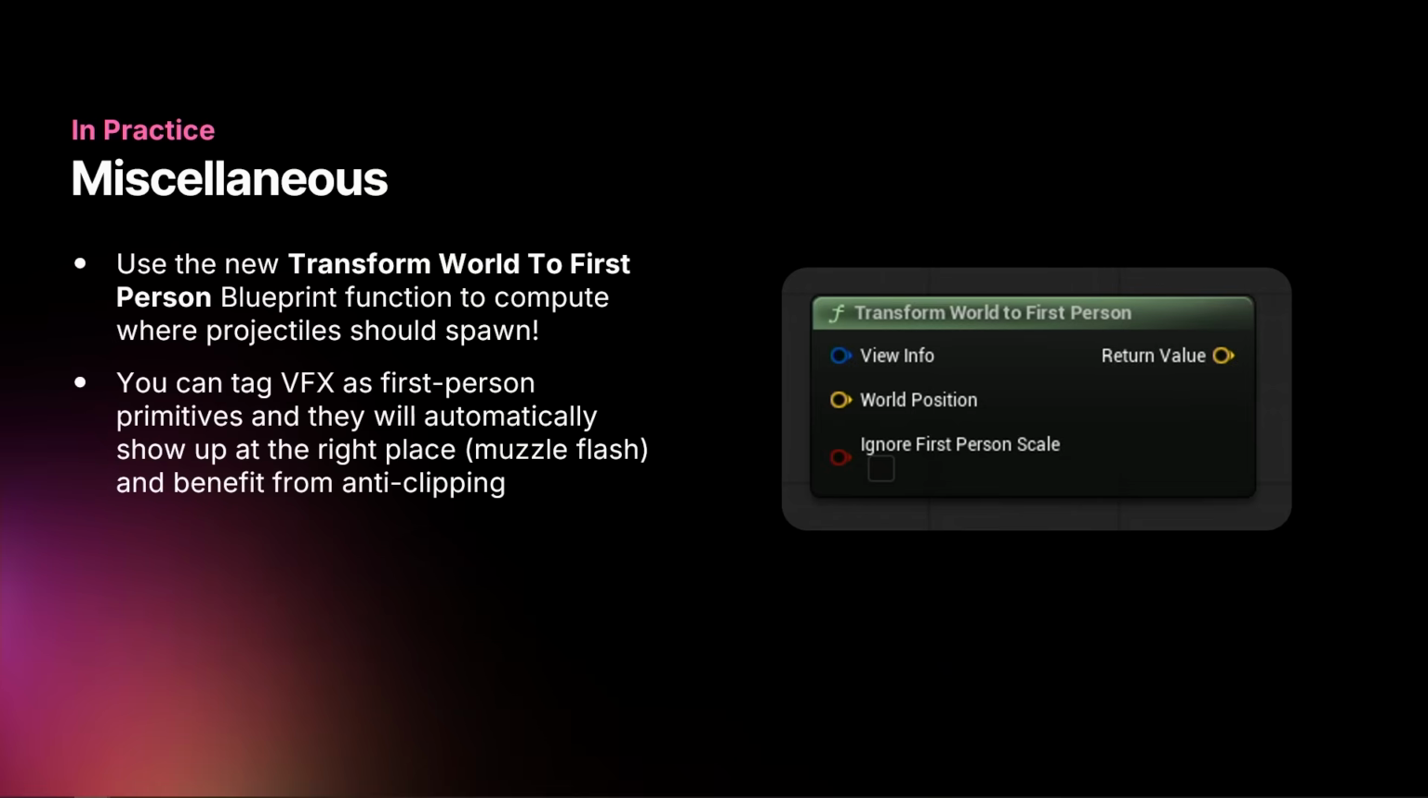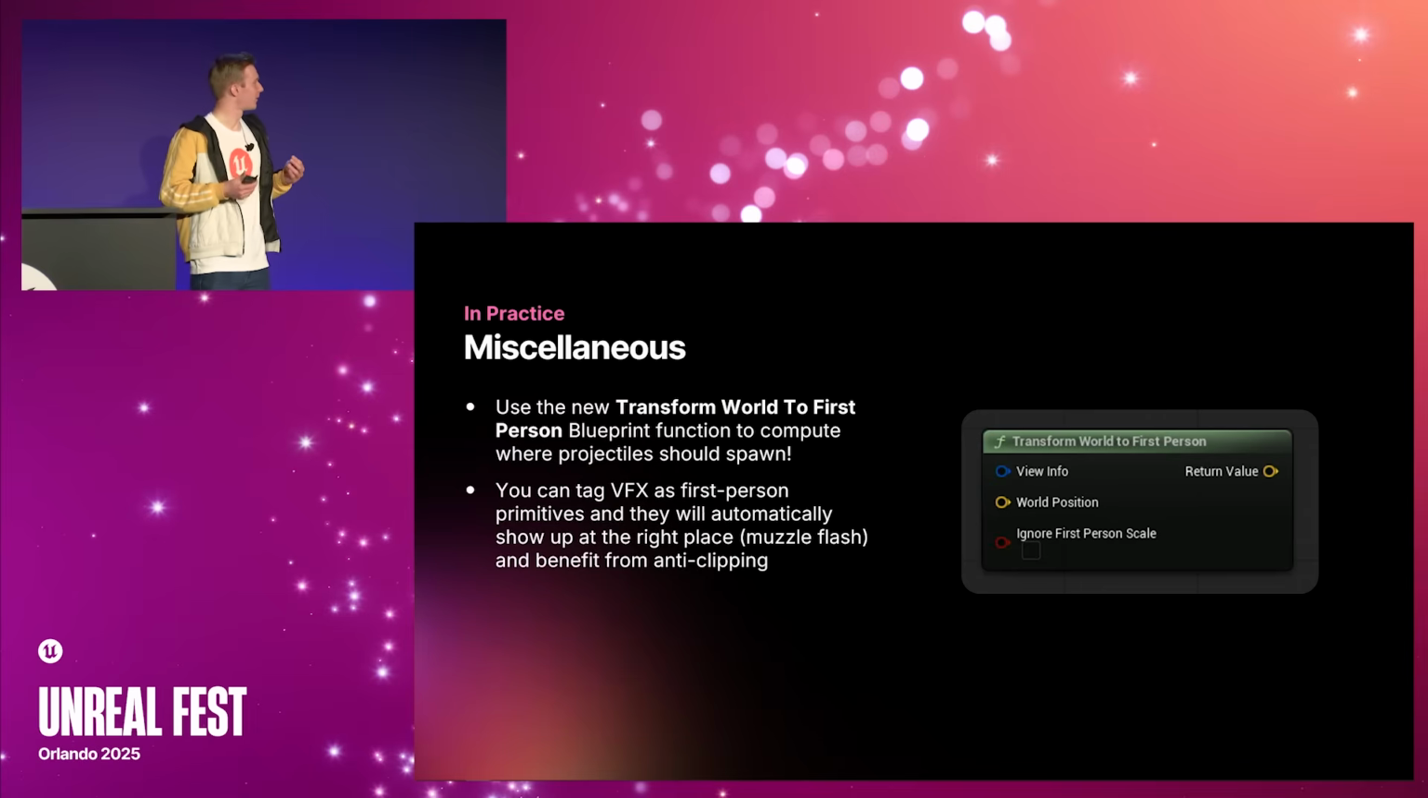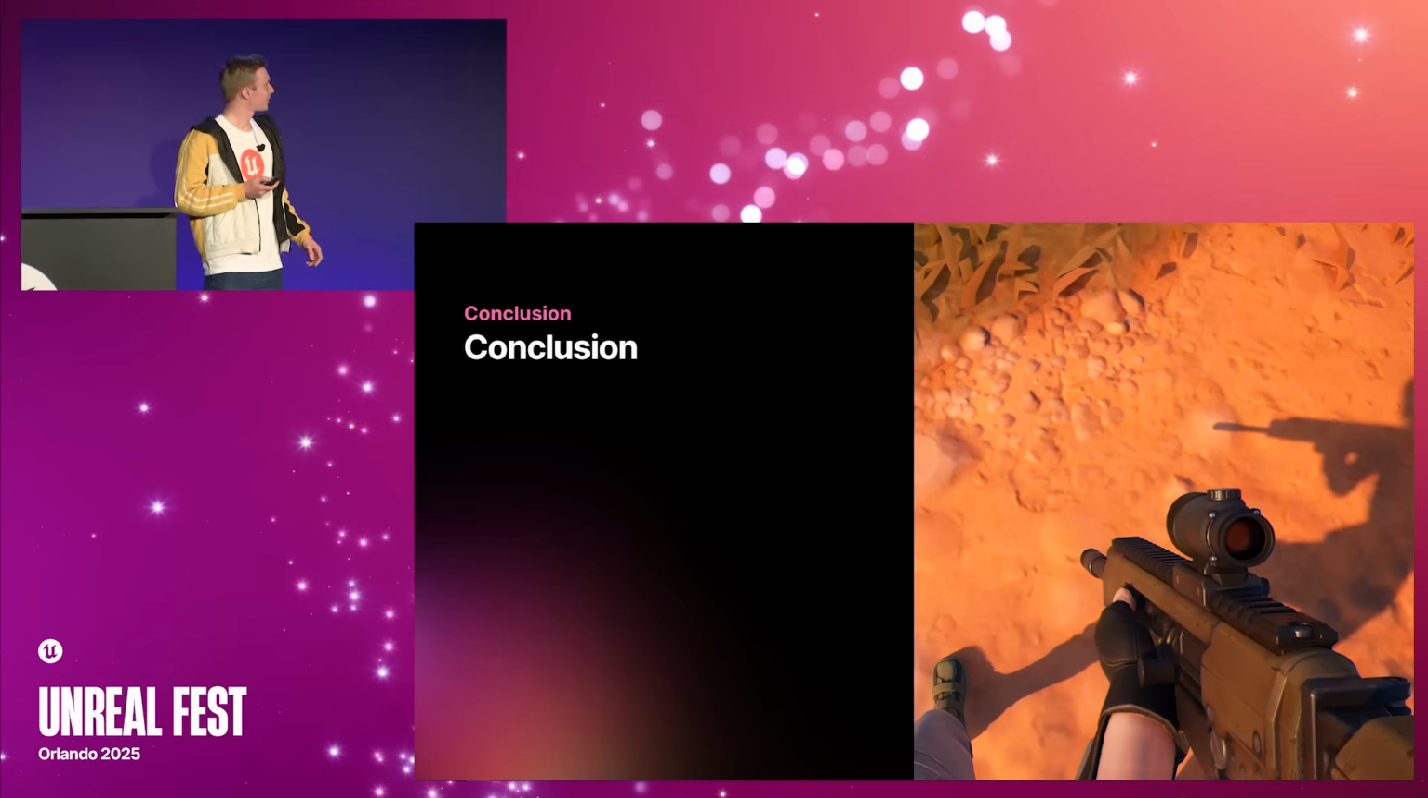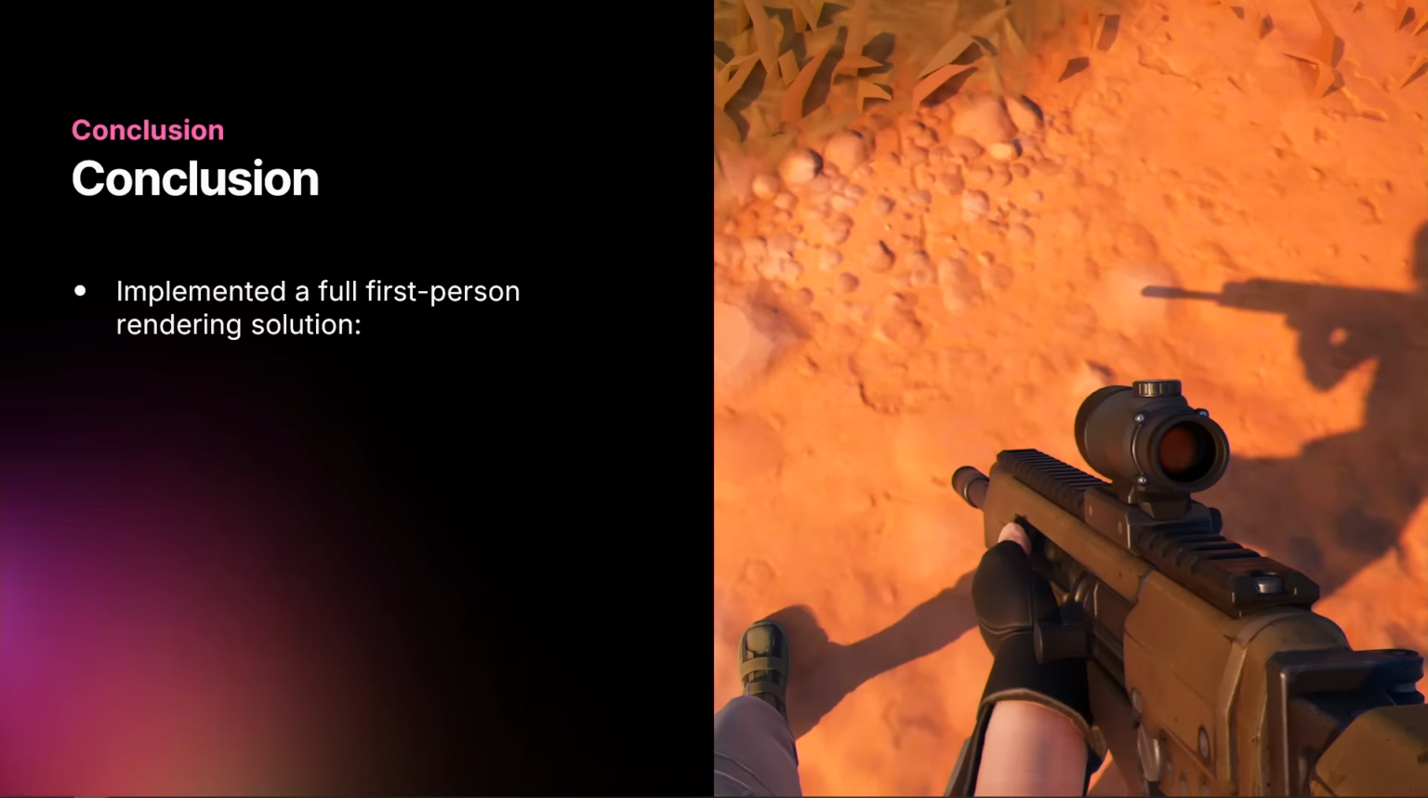Also, something I've sort of neglected to point out before, this first-person rendering feature actually works for most primitive types, almost all. So it also works for particle systems and Niagara effects. You can just set your muzzle flash effect to first person, and it will automatically show up at the right place, and also benefit from anti-clipping. So really, you can jam your face into the wall and pull the trigger, and the muzzle flash will still look as expected.